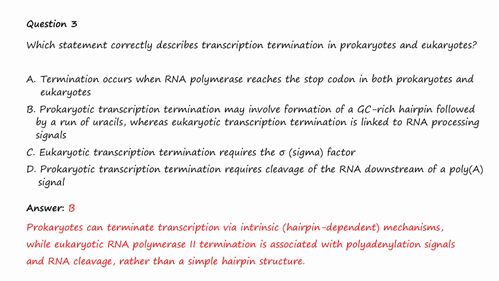Answer: B. Prokaryotes can terminate transcription via intrinsic hairpin-dependent mechanisms, while eukaryotic RNA polymerase II termination is associated with polyadenylation signals and RNA cleavage rather than a simple hairpin structure.